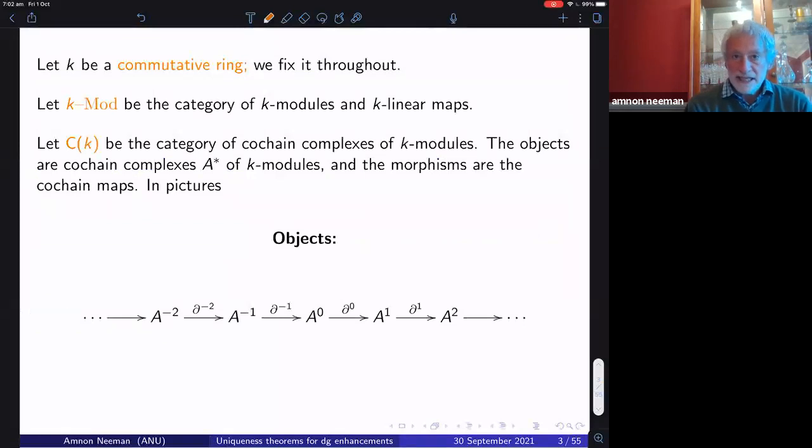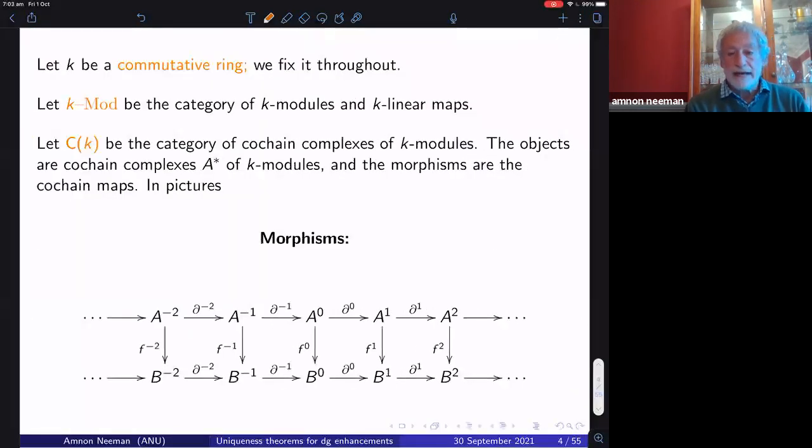So for us, K will be a commutative ring, not necessarily a field. And the categories we care about are the category K mod of all K modules, and the category C of K of all cochain complexes of K modules. Now, the objects of C of K are the cochain complexes, and the morphisms are the cochain maps, the honest cochain maps. So commutative diagrams as below.